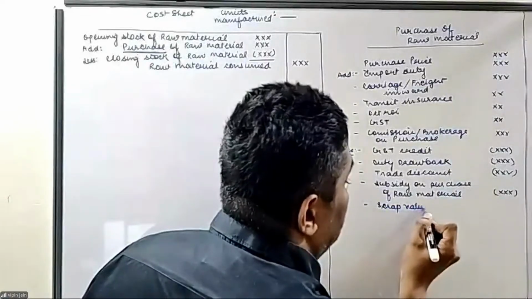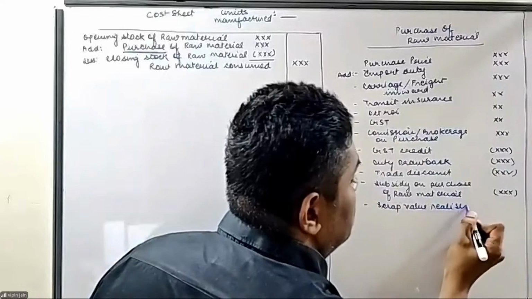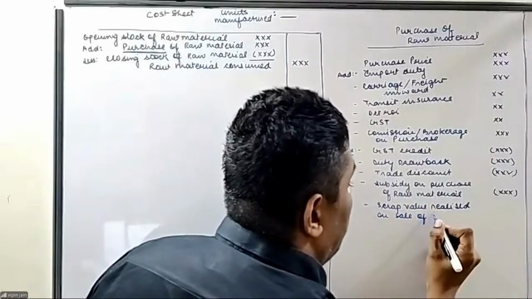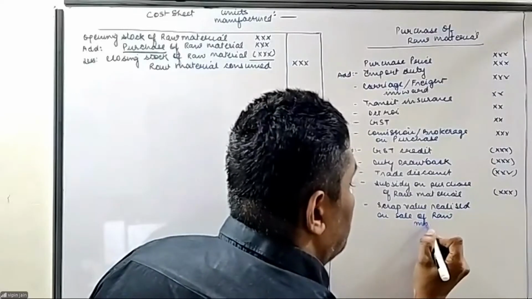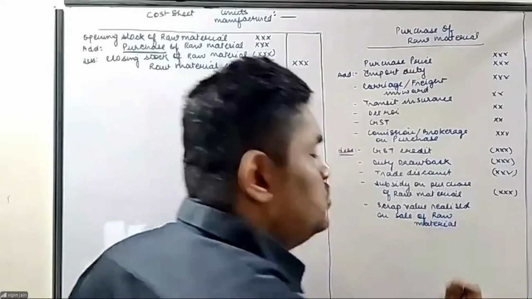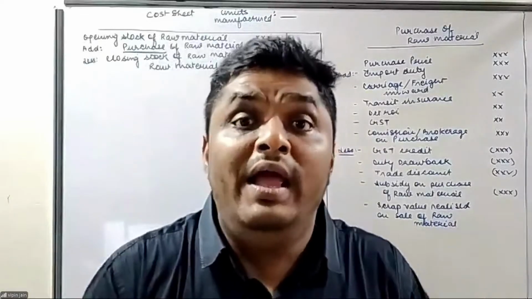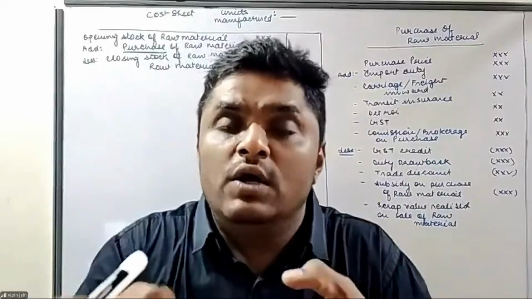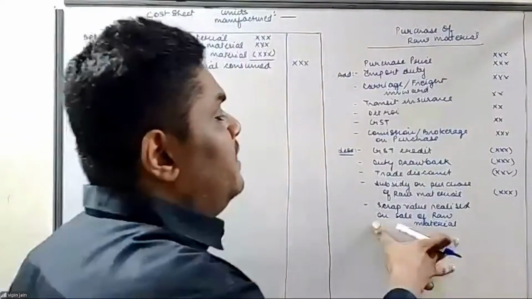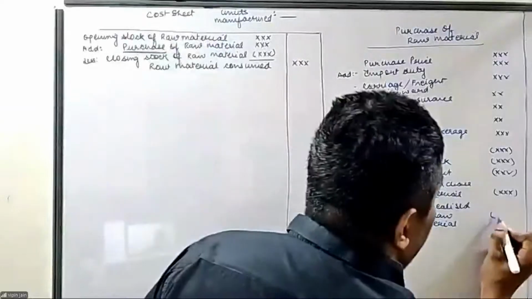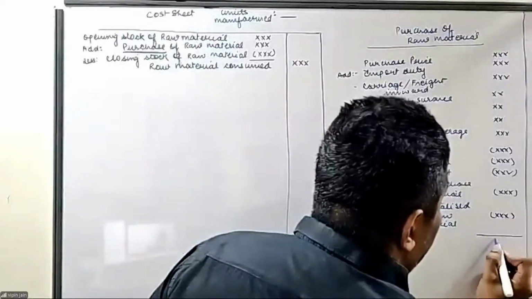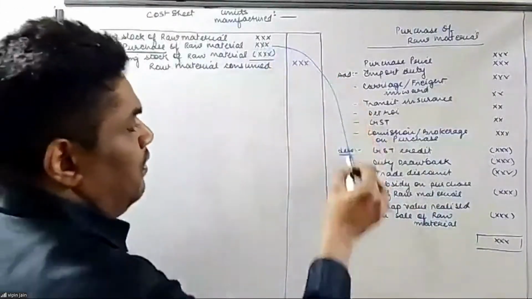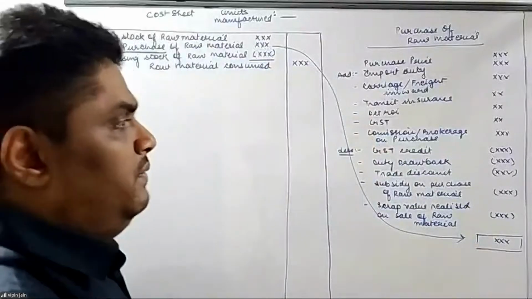The scrap value realized on sale of raw material. So if any raw material gets damaged and we are selling that damaged raw material or spoiled raw material in the market, the amount realized on sale of such raw material will be deducted from the purchase price itself. So this net amount will be what? My purchase of raw material.